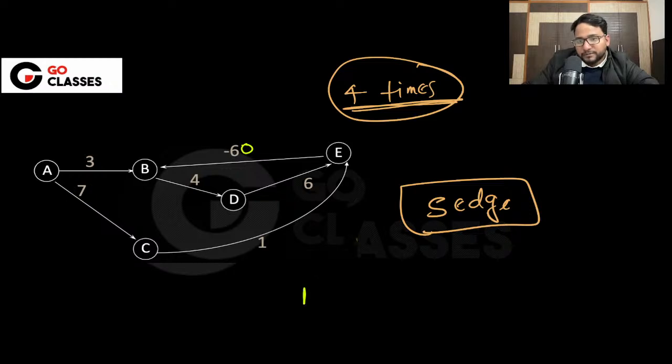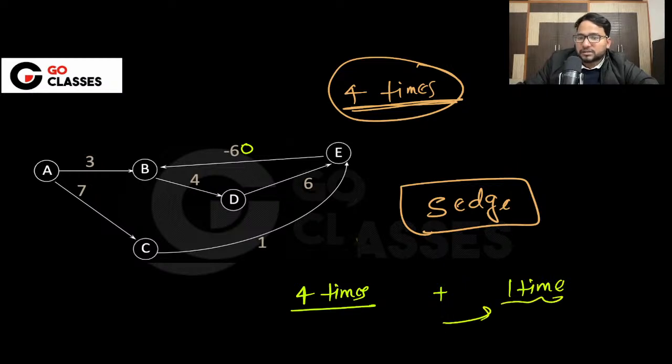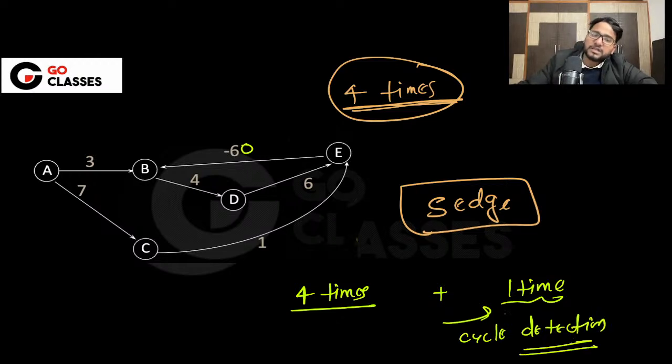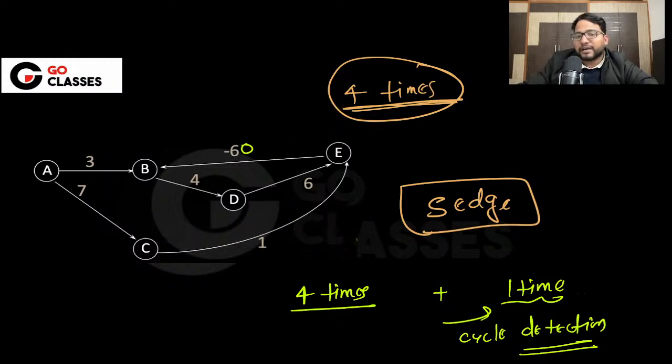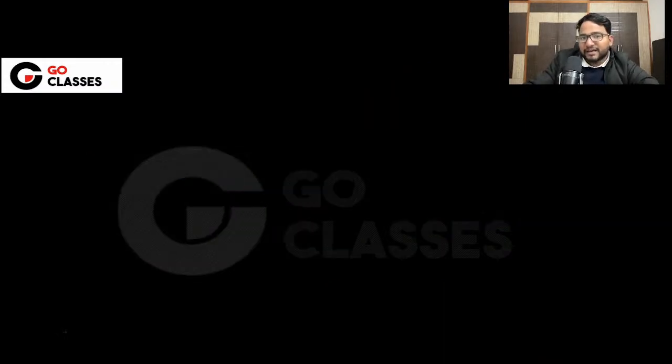You run it 4 times, and then you run it one more time. This is called cycle detection. In this one extra run, if we see some change in some distances, then there must be a negative cycle. So Bellman-Ford can detect the negative cycle also.